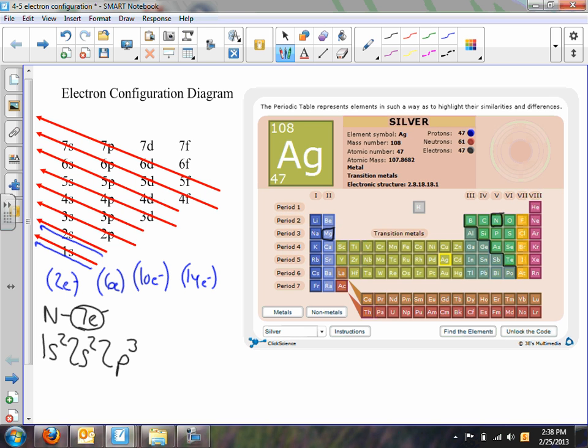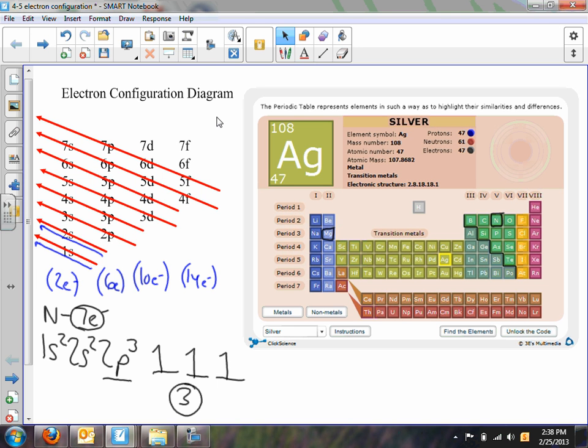How many unpaired electrons? In the p sublevel, we know there are 3 different orbitals, and we put electrons in one at a time. We don't pair them up until we have to. That's what Hund's rule says: equal energy orbitals give as many unpaired electrons as possible. So all three of these electrons would be unpaired. So nitrogen would have 3 unpaired electrons.